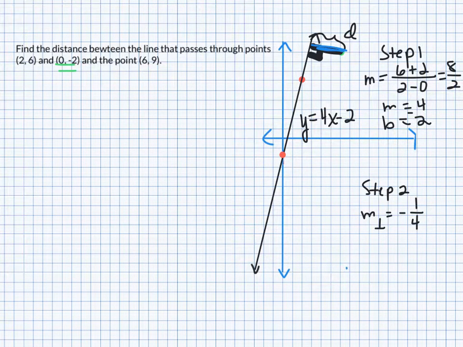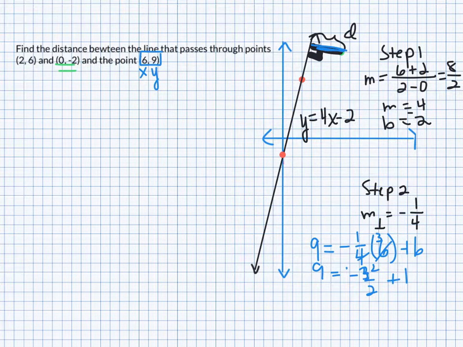Now the perpendicular line, which I'm going to go ahead and highlight again in blue, that equation, we don't know the y-intercept, but we do know that it passes through the point (6, 9). So we're going to call that (x, y). And so in step 2, we're going to say that y, which is 9, equals m, which is -1/4, times x, which is 6, plus b. So we get 9 equals -6/4, I'm going to simplify that to -3/2.